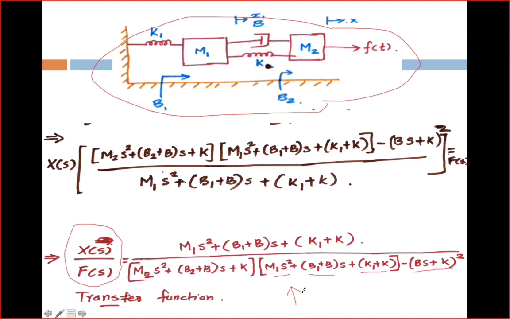So you may be asked to determine the transfer function of the given mechanical translation system. Here the given mechanical translation system is displayed on top of the slide, and we have determined the transfer function by considering these two mass elements, and we obtained the transfer function of the given mechanical translation system. This is the answer.